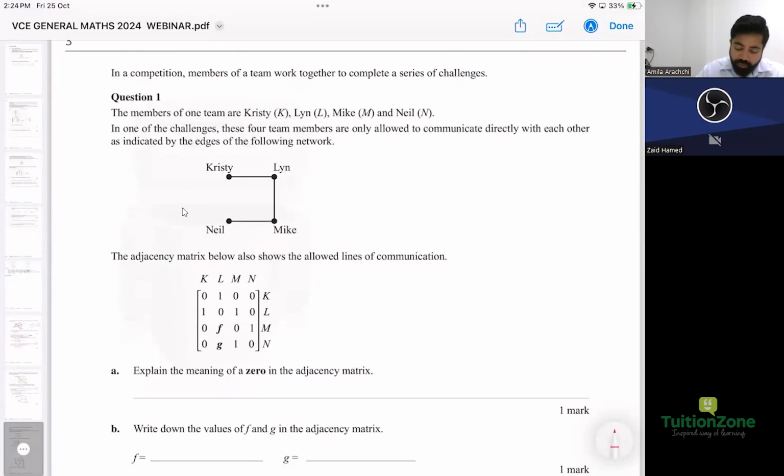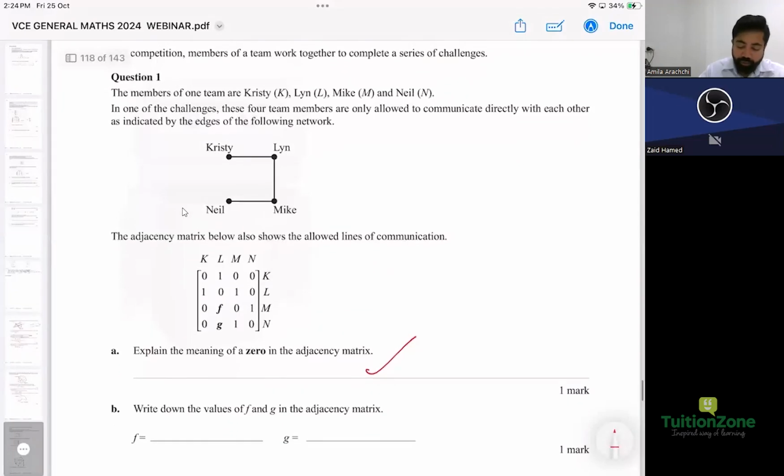So the zeros. Now this is a communication matrix. What the zero means is they're not allowed to communicate, or else there are no direct communication links between those people. Just say not allowed to communicate directly.